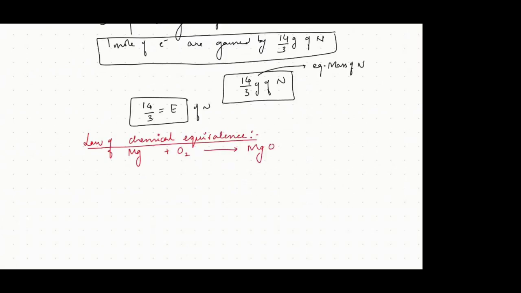Now, in this example, what exactly do you think is going to happen? Just see. When we are talking about the law of chemical equivalence, Mg has a molar mass of 24 grams, and O2 is a molecule. Now, understand this very important part.